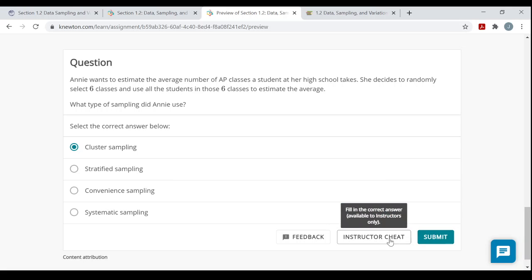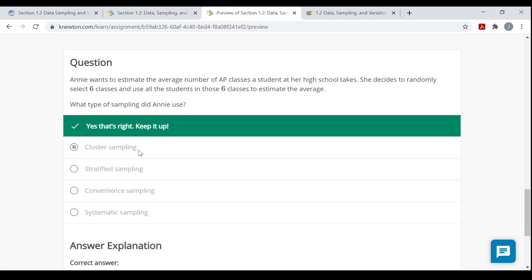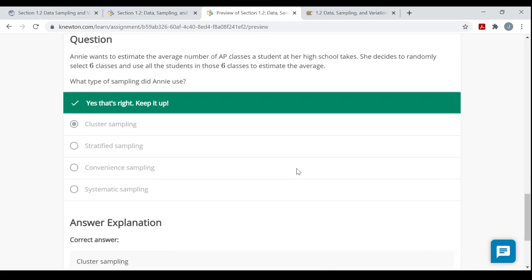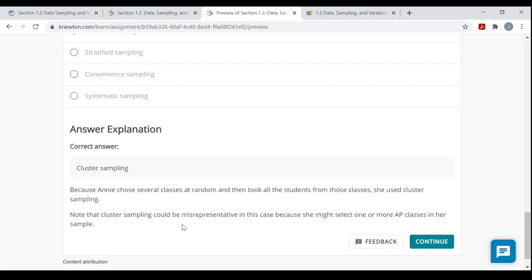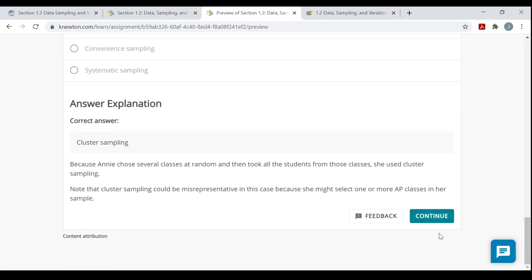Now again, I said this in the last video. I'm in the teacher mode here. You will not have the instructor cheat button. All right, so I hit submit, and it's like, yes, that's right, keep it up. And again, if you get it wrong, it'll still have a word of encouragement, and just throw more problems at you until it feels you've mastered it. And an answer explanation. All right.